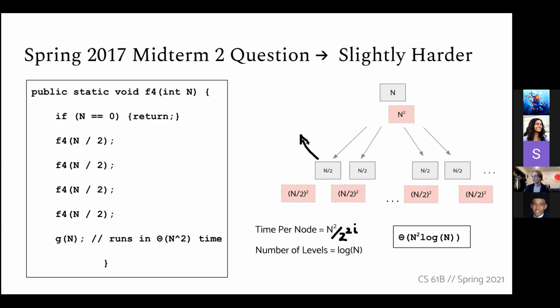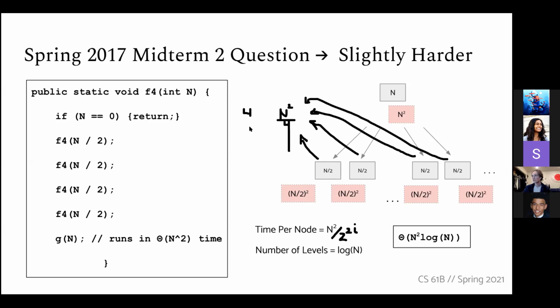So for this node right here, we do n squared over 4. And each of these is also going to be doing n squared over 4 work. If you multiply this by 4 for each of the nodes, then this will result in n squared work total for this layer.